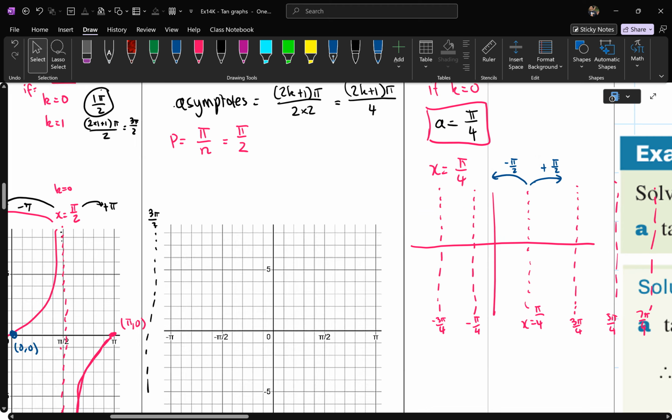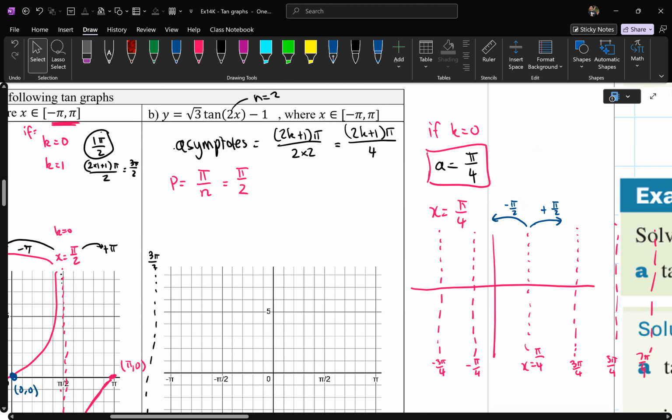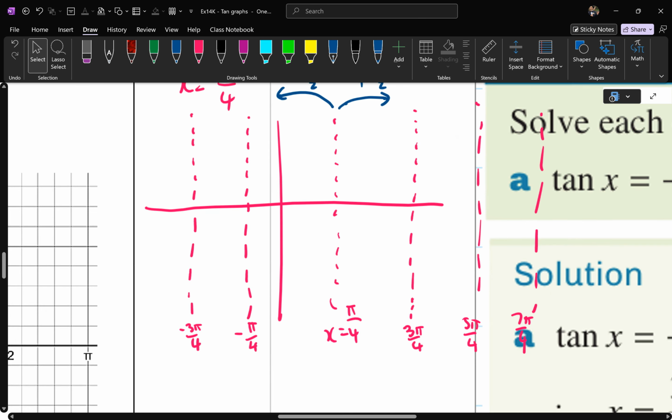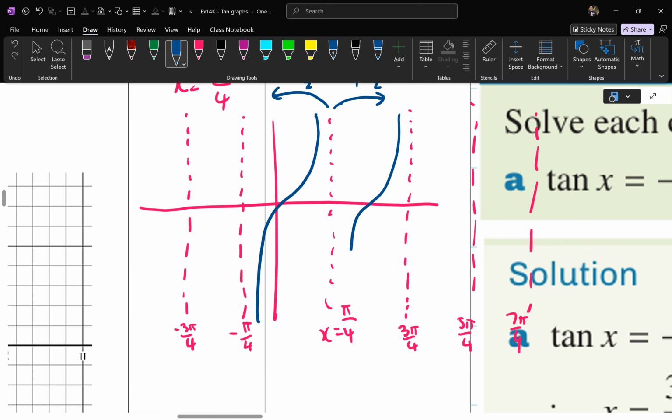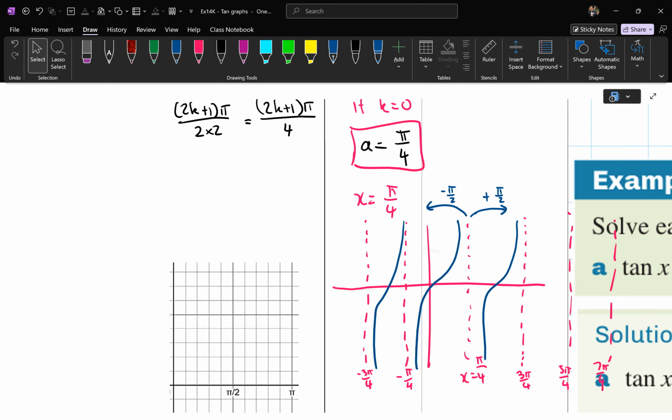what type of tan graph do you have? It's a positive tan graph. It's not negative. Here we go. Draw the graph in. There we go. I got my asymptotes in. I've got my graph. But there is a mistake here. What have I not accounted for?